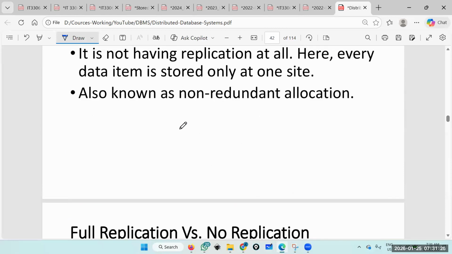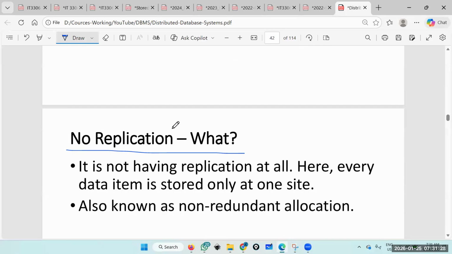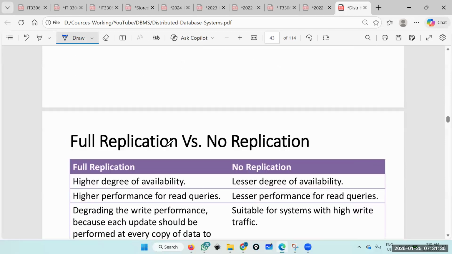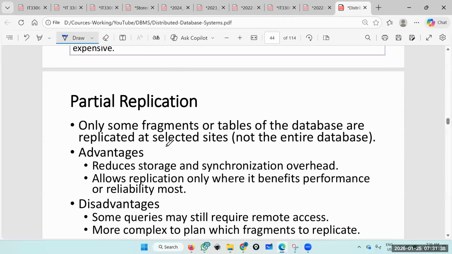Most of the time, what we do is a mixture of those. Some data is replicated, some data is not replicated. So that is the reality. So that is called partial replication. Only some fragments or tables of the database are replicated in selected sites.